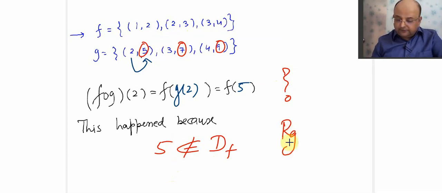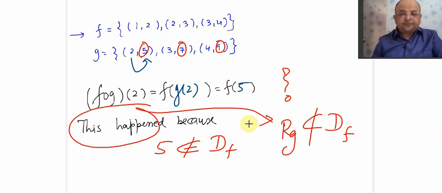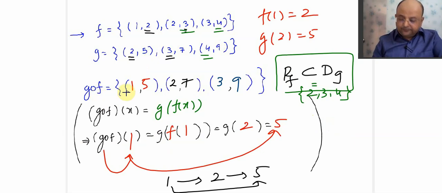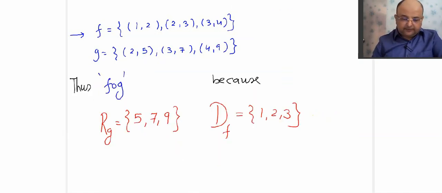So range of g na amuk elements are not in domain of f, that is, this is not a subset of domain of f. That's why this happened. So if you want to define gof, then range of f is a subset of domain of g, it is compulsory.